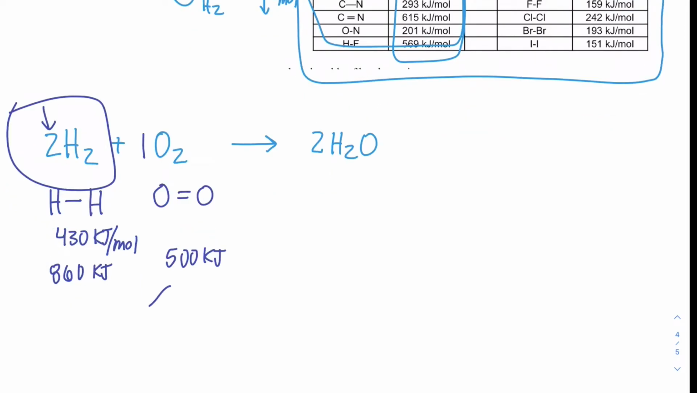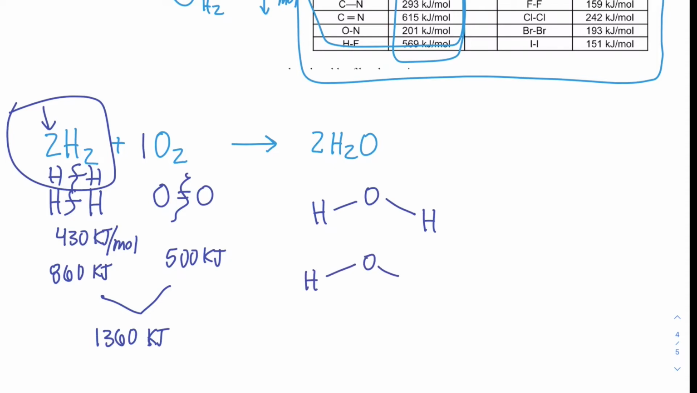For the reaction side, we add these energies together to get the total amount of energy that is needed to break all the bonds in the reaction. 1,360 kilojoules are needed to break all the bonds. So we have to break the bonds here, here, and here. Once the bonds are broken, they can reform into water. So we draw water, and we have 2 of them. So you can either multiply by 2 or you can draw them out like this.